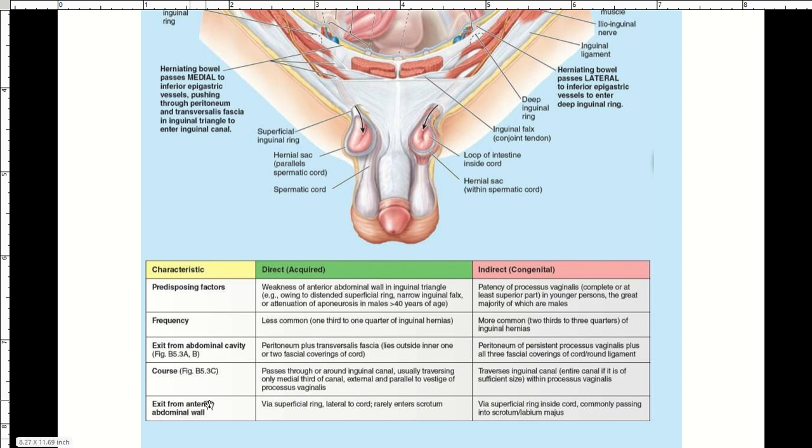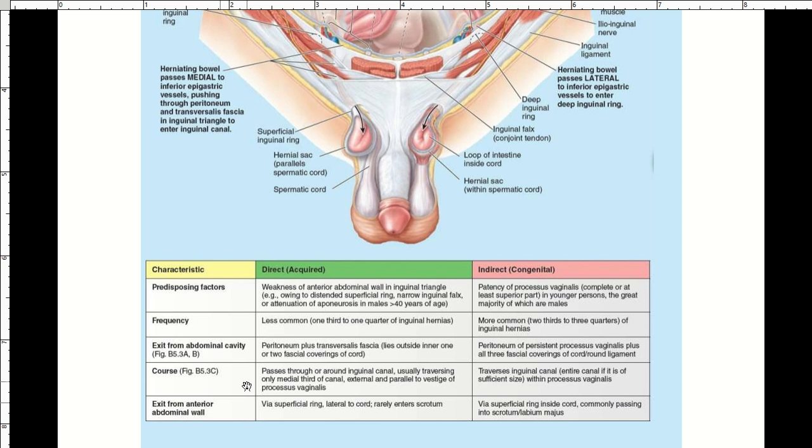Then the course, take note of the course. The direct hernia passes through or around the inguinal canal, usually traversing only the medial side of the canal, but external and parallel to the vestige of the processus vaginalis. It's not within the processus vaginalis. But the indirect traverses the inguinal canal entirely, and it is within the processus vaginalis.